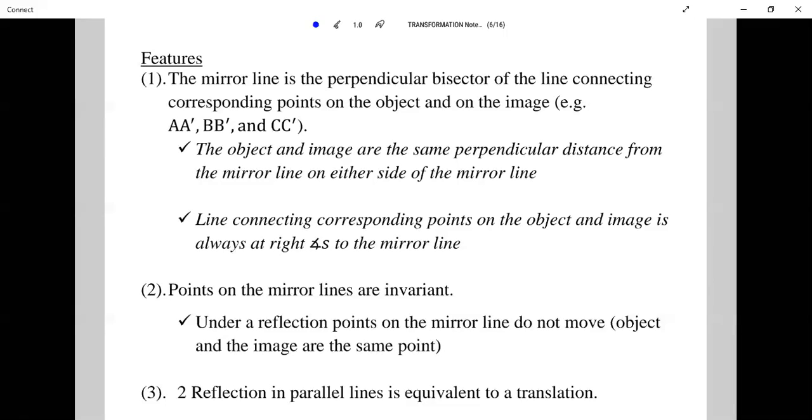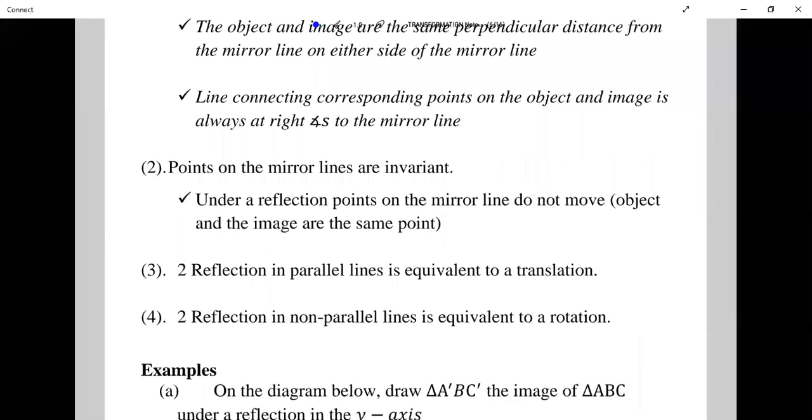So the mirror line will pass in the dead middle between A and A prime, B and B prime, C and C prime, and the two lines will be at right angles to each other. So in other words, the object and the image are the same perpendicular distance from the mirror line on either side of the mirror line. Ladies and gentlemen, the line connecting corresponding points on the object and the image is always at right angles to the mirror line.